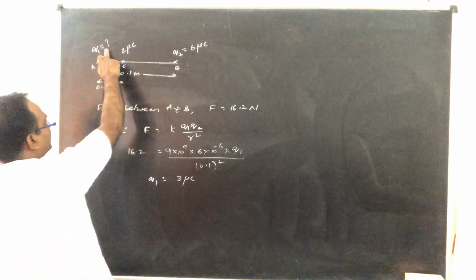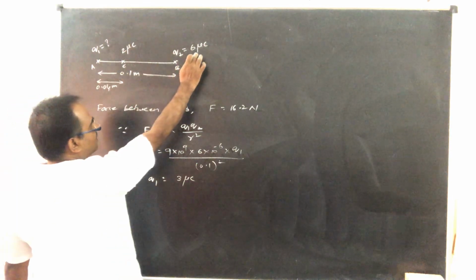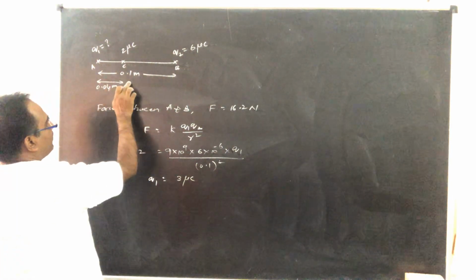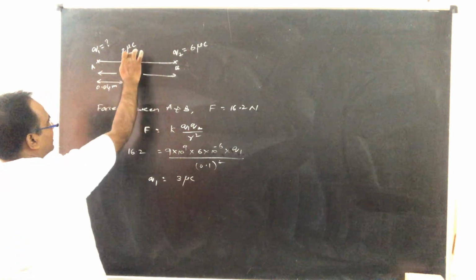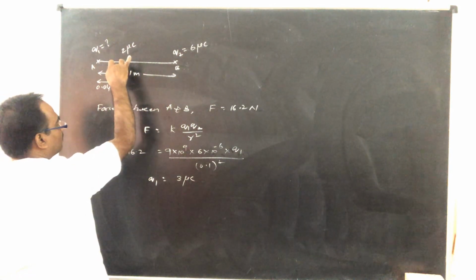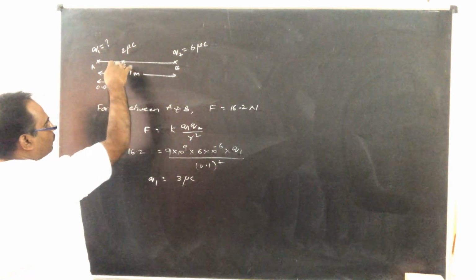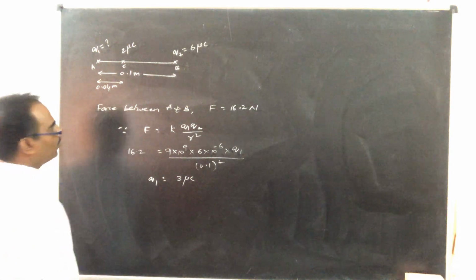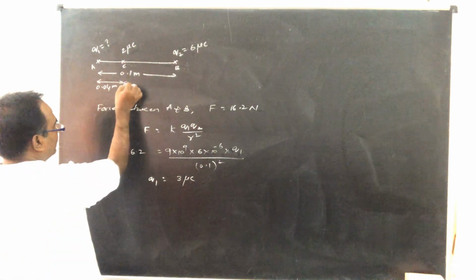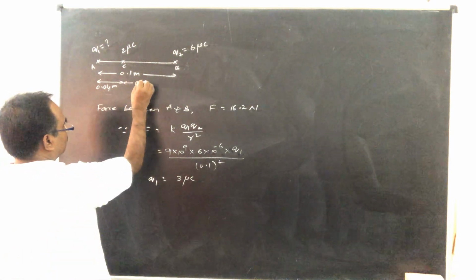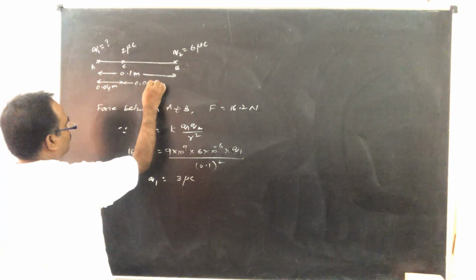Now you know that this charge is 3 microcoulomb. This charge is 6 microcoulomb, and between these two charges, another charge 2 microcoulomb is kept here. So you are asked to find the net force on the charge at C. So when this is 0.04 meter, the remaining distance will become 0.06 meter.